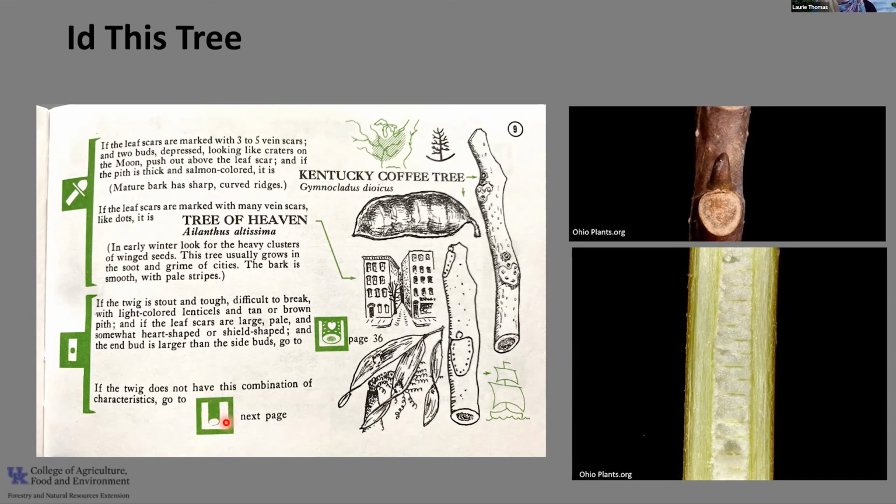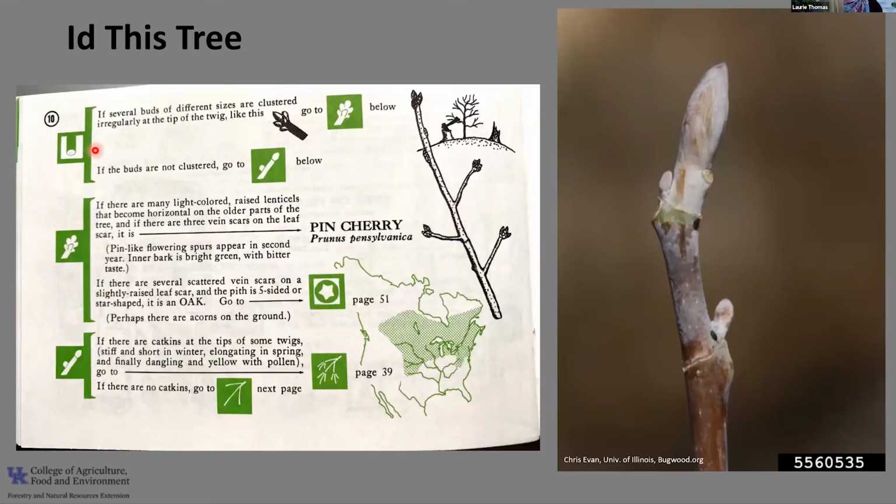So let's look at our sample. Let's just start right there with the pith. The twig's been cut in half. We do not have tan or brown pith. It looks green actually. And when we look at our leaf scar, it is not heart-shaped. It's kind of oval actually. So it does not fit the criteria to go to page 36. It fits the criteria to go to the next page with that little twig symbol. So we go to the one on the top set of brackets. Now it's asking us about our terminal buds. Remember, that's the one at the top that's responsible for shoot elongation.